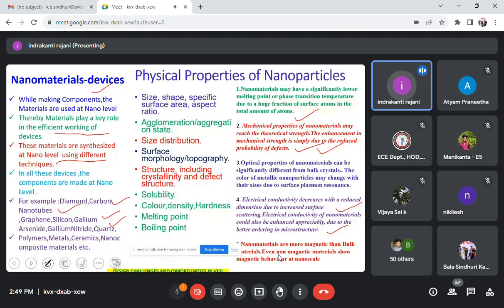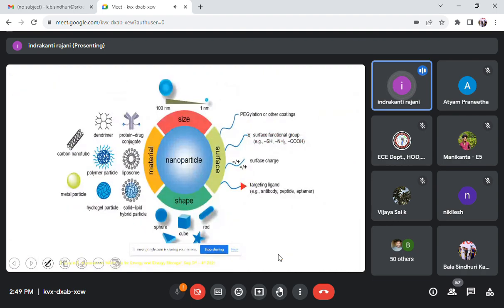So these two are the mechanical properties, and electrical properties are the main core for the NEM devices. So this is the nanoparticle surface, shape, size, material. When a nanoparticle goes from 100 nanometers to 1 nanometer, the surface will be modified, the shape will be modified, the material, different designs, any kind of material you can prepare at this range, and the size can also be modified by using different kinds of techniques.